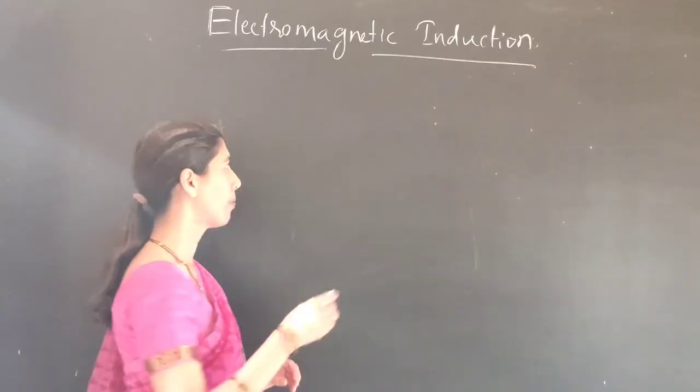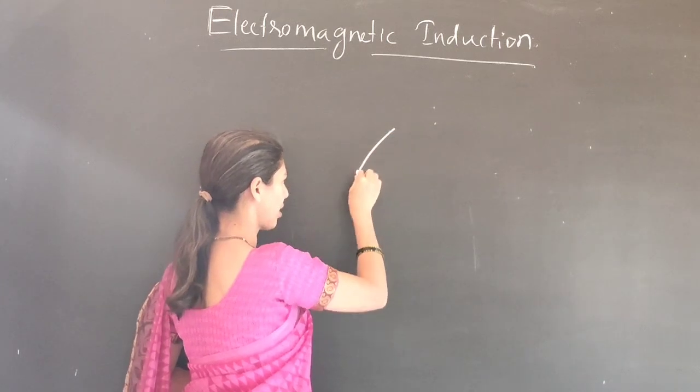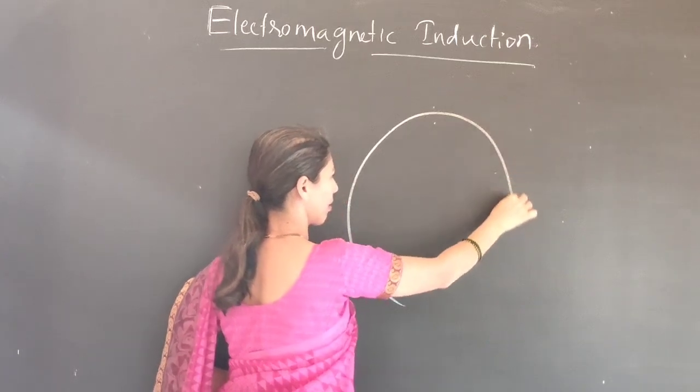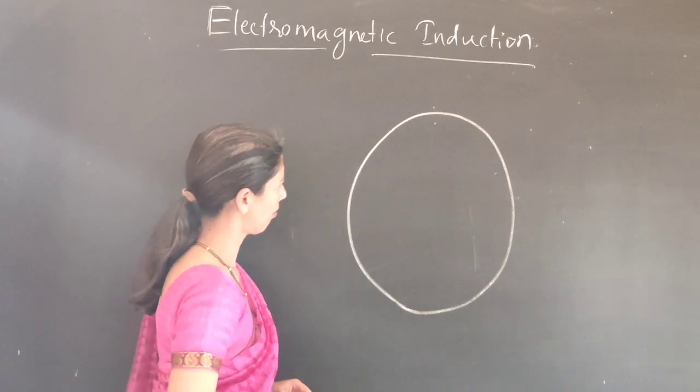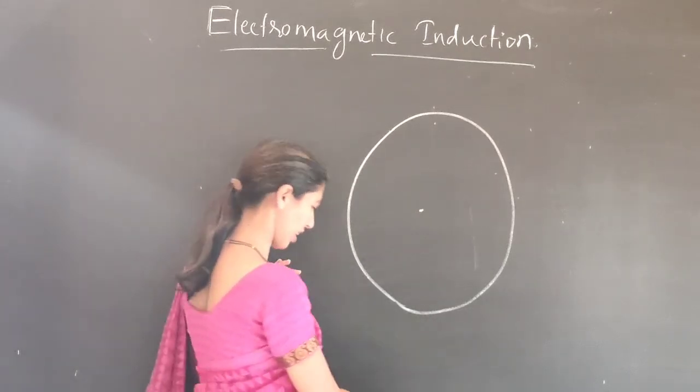Let us solve this problem. A wheel with 10 metallic spokes. A wheel is there. This is the center. 10 metallic spokes are there.